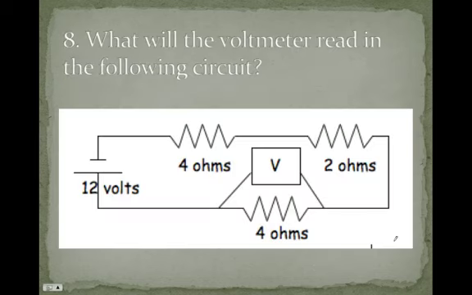Question number 8. What will the voltmeter read in the following circuit? Now, in a series circuit, the voltage on each part is different. So I know some of you want to say 12 volts right away, but that'd be only true if this was a parallel circuit. This is a series circuit. So in order to solve this, we just have to take a couple steps. So let's call that third resistor, the one we're looking for, V3. So that's what I'm trying to find here.